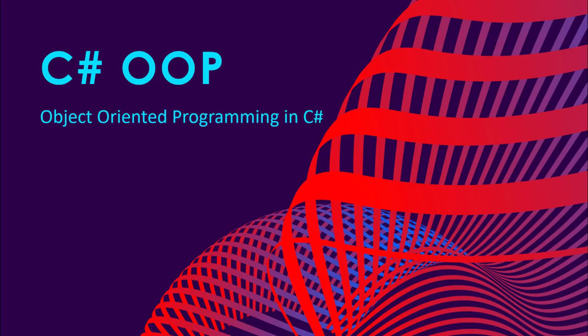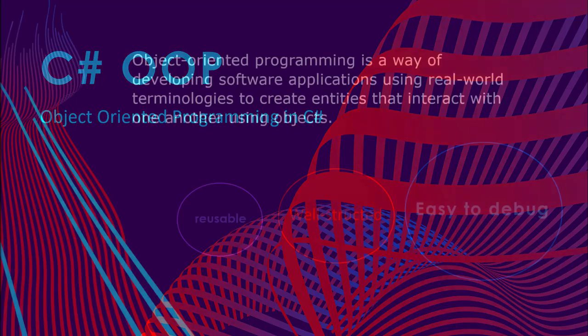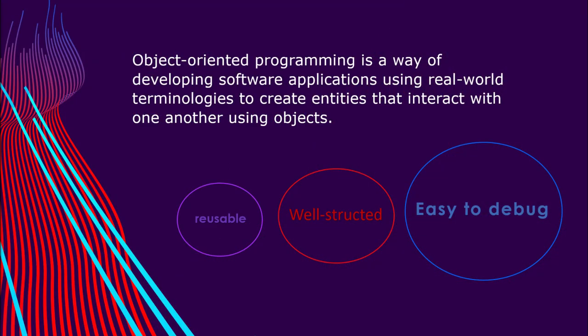OOP stands for Object-Oriented Programming. Object-oriented programming is a way of developing software applications using real-world terminologies to create entities that interact with one another using objects. Procedural programming is about writing procedures or methods that perform operations on the data, while object-oriented programming is about creating objects that contain both data and methods.